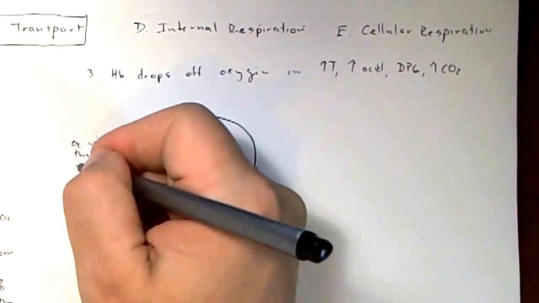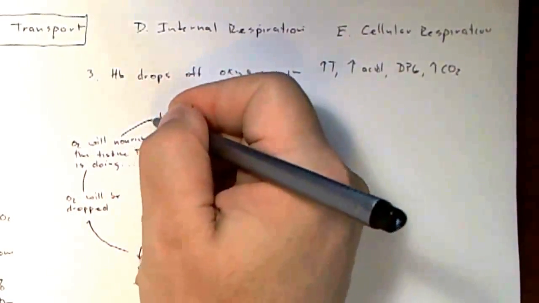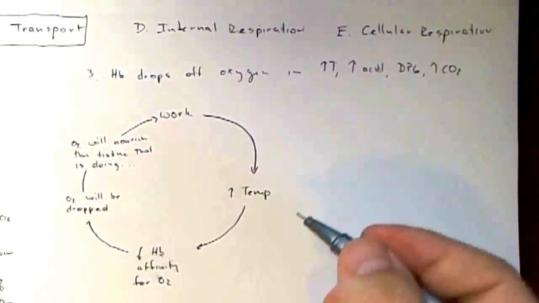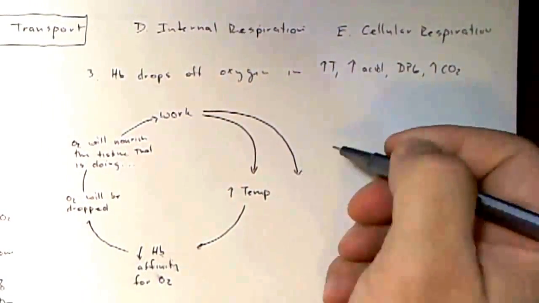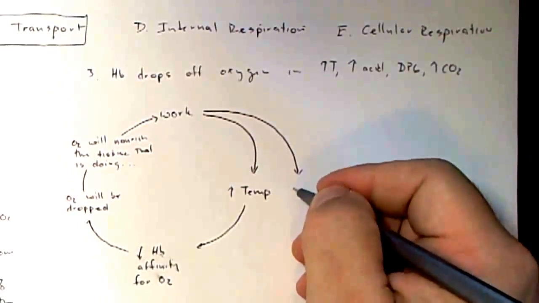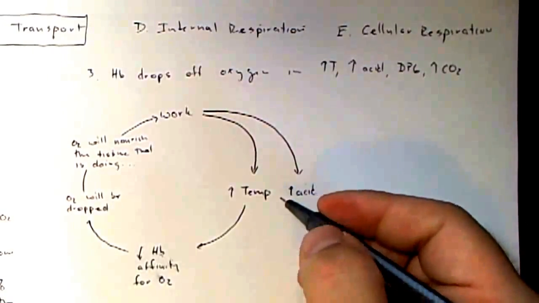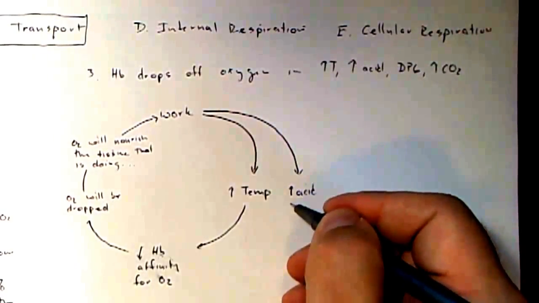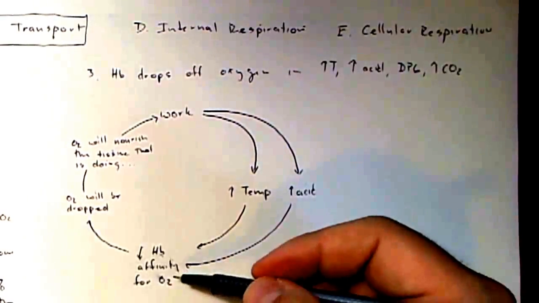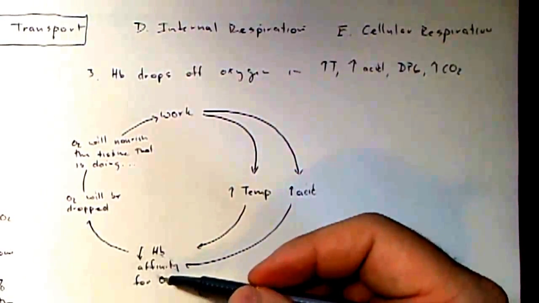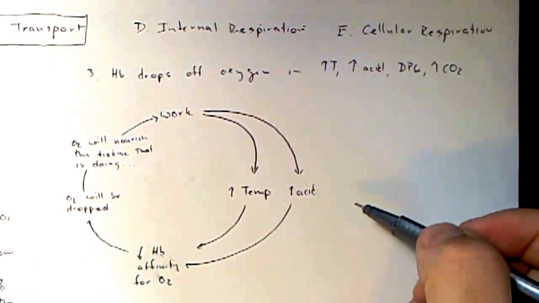That is doing work. If you work a tissue, you will cause an increase in acid. So you'll be undergoing metabolism. Acid levels will increase. Acid levels will make hemoglobin not like oxygen as much. So hemoglobin will drop off oxygen, and the O2 will be available to nourish the tissue.